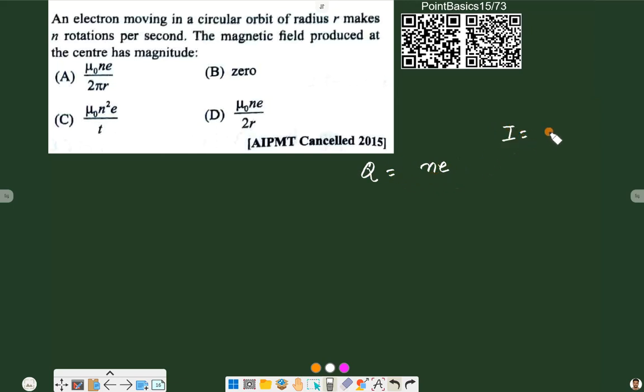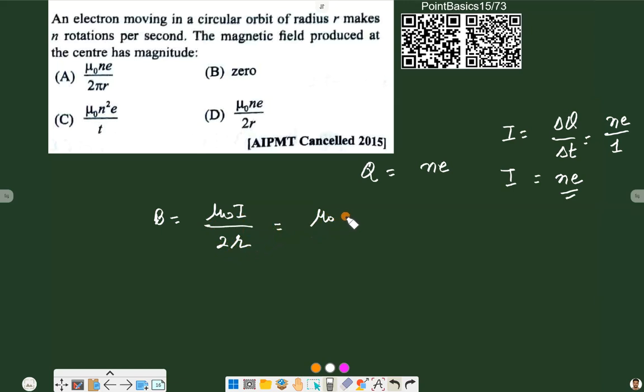Now current will be delta Q by delta T, and here we are doing the calculation for 1 second. So charge is ne and time is 1. So current comes out to be ne ampere. Now at the center of a circular ring or circular loop, the value of magnetic field is given by mu naught I by twice its radius. So it will be mu naught, value of I is ne, by twice the radius. So that is option D for us. So option D will be the right answer.